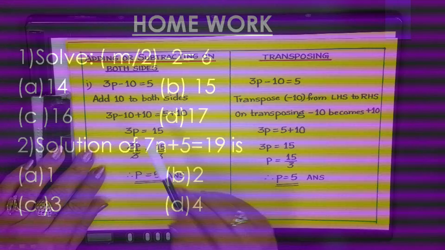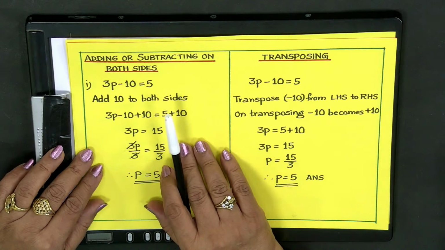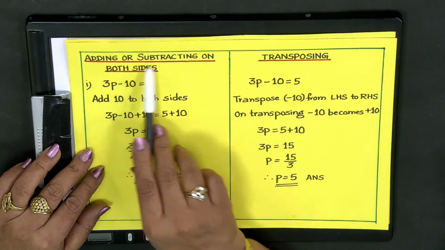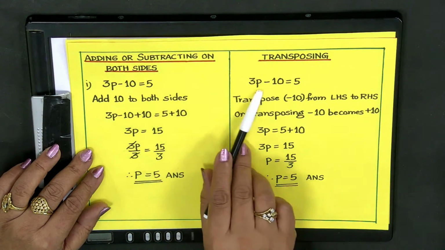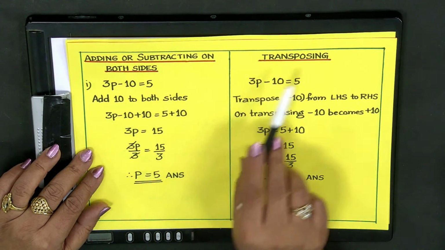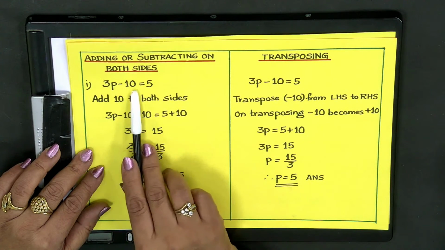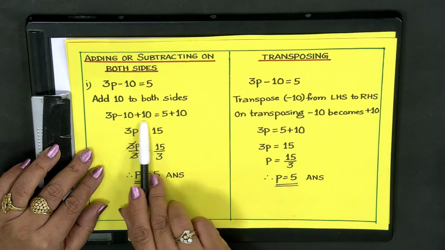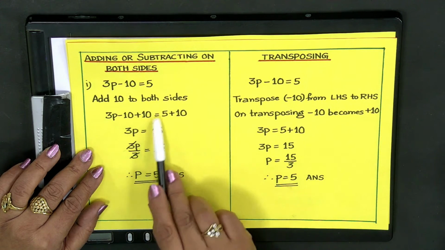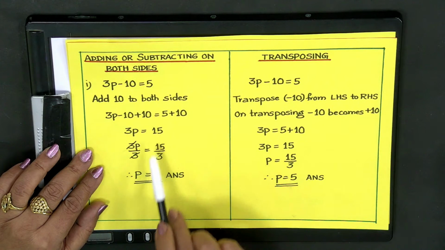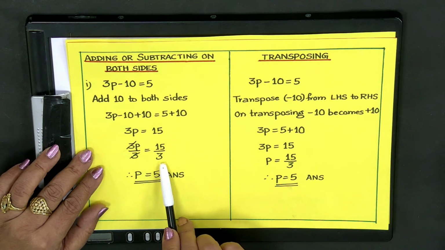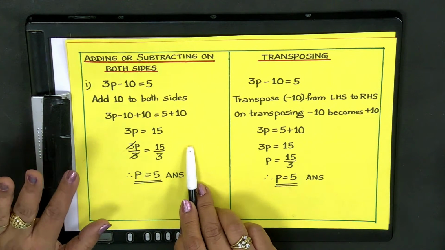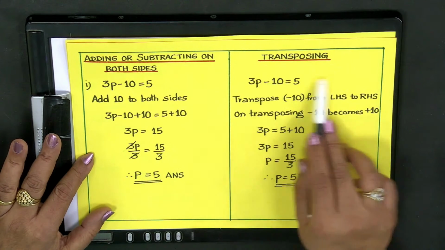Okay. Now, before we go to the homework, Simran, I think we will do this to show the students how the equation can be solved by both the methods. Here see, adding or subtracting on both sides. We'll pick up one example and solve with the help of both the methods, transposing method also. 3p minus 10 is equal to 5. I can add 10 to both the sides so that I get 3p minus 10 plus 10 is equal to 5 plus 10. 10 gets cancelled, so 3p is equal to 15. That gives me p is equal to 15 upon 3 and p is equal to 5. Children, this is known as balancing method.